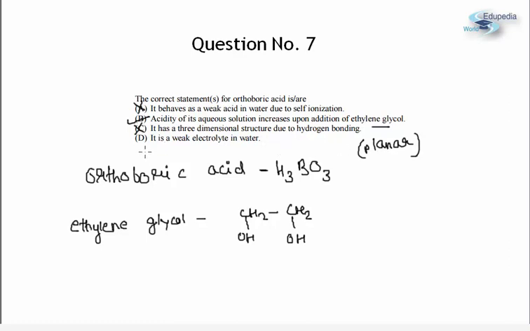And finally option D says it is a weak electrolyte in water. Definitely it's a weak acid, so it will be considered as a weak electrolyte. So the correct answers would be B and D for this question.